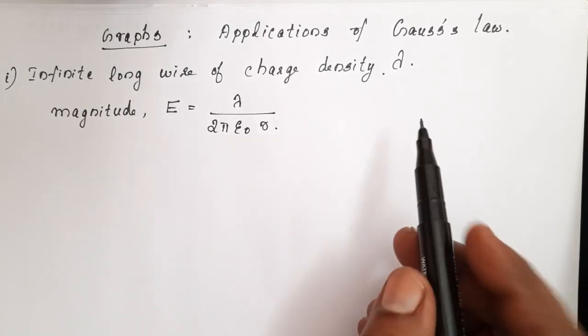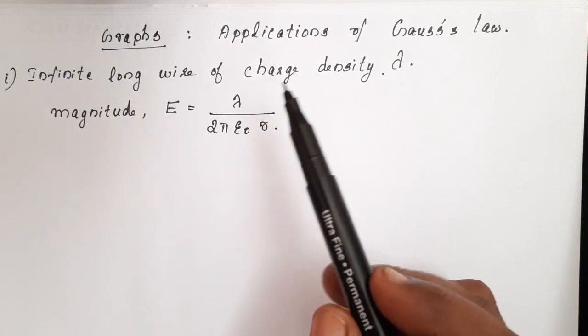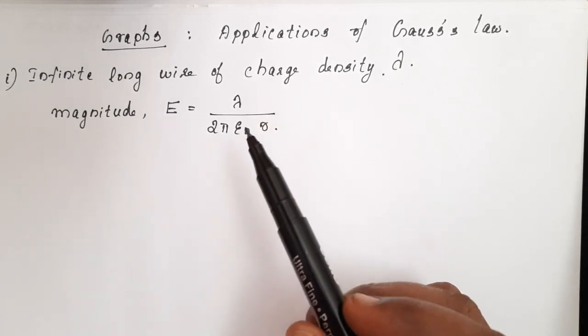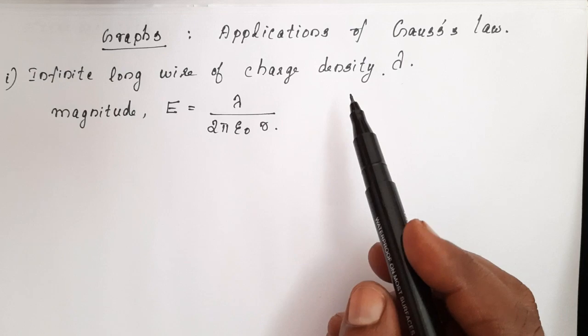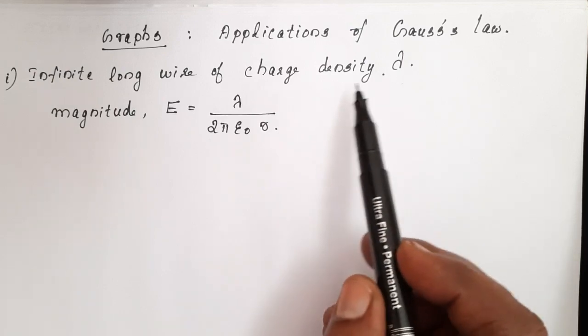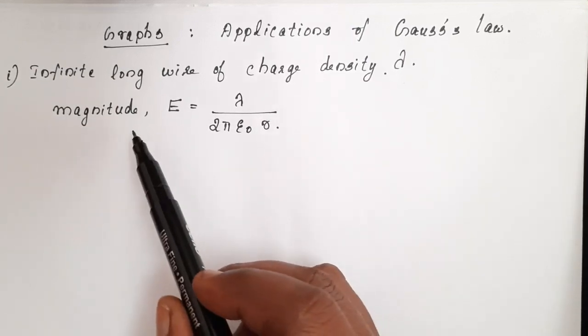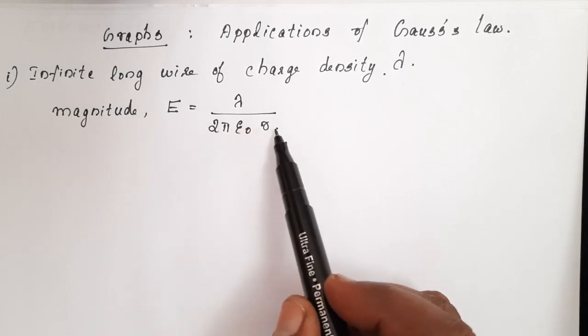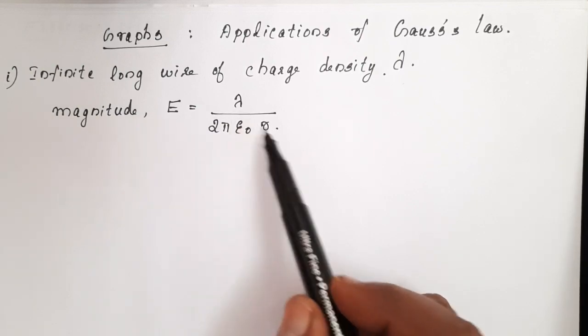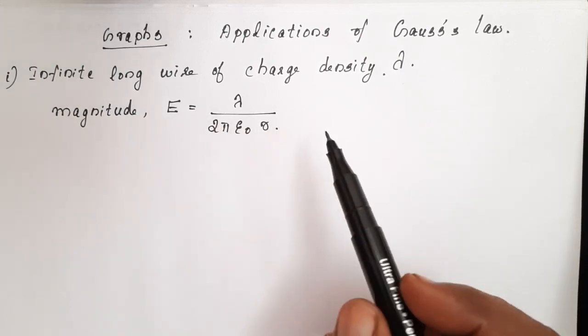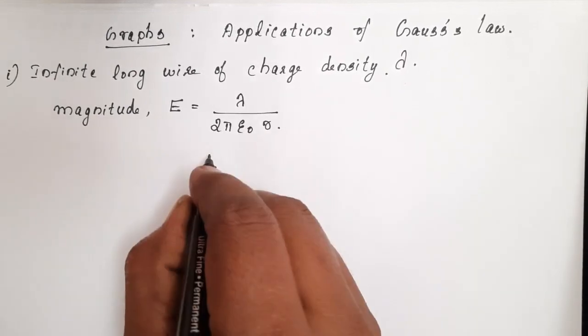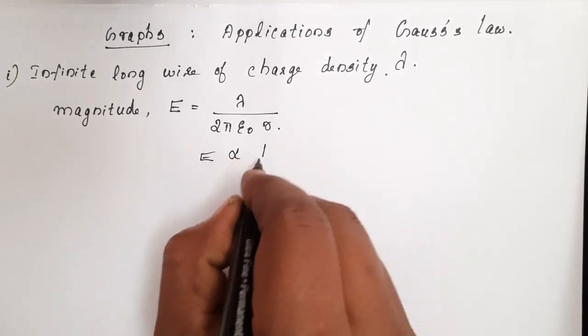So in applications of Gauss's law, the first application is the infinitely long uniformly charged straight wire of charge density lambda, and the magnitude of the electric field was found to be this. So here we can discuss the graph. That means here E is inversely proportional to r.